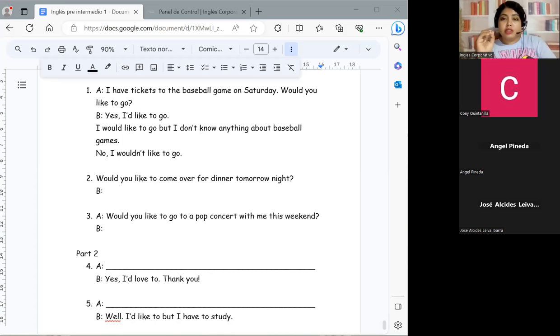Next one, I would like to come over for dinner. Thank you. Yes, thanks. I really would like to see it. Yes, I will, but you pay the dinner. Oh, wow. That's very good. Excellent. Because that person is making the invitation, so he or she needs to pay the dinner. Very good. Sorry, I would like to, but I have to work. Okay. Yes, I really like to eat with you tomorrow. Excellent.